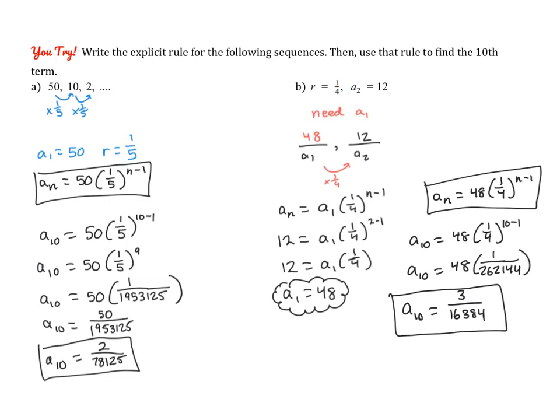So remember, we can find a sub 1 kind of using logic and working backwards. If we know that the second term is 12 and we know that the common ratio is 1/4, working backwards by multiplying by 4, we would get 48.